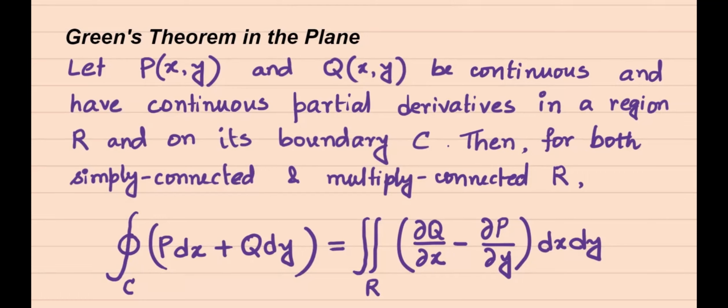I just realized that I had a slip of my pen here all along. So once again, the integrand is the partial derivative of the function Q with respect to the variable x minus the partial derivative of the function P with respect to y. As you can see, on the left-hand side, P was accompanied by dx, and on the right-hand side, P was differentiated with respect to y. On the left-hand side, Q was accompanied by dy. On the right-hand side, Q is differentiated with respect to x. And this is the statement of the theorem.